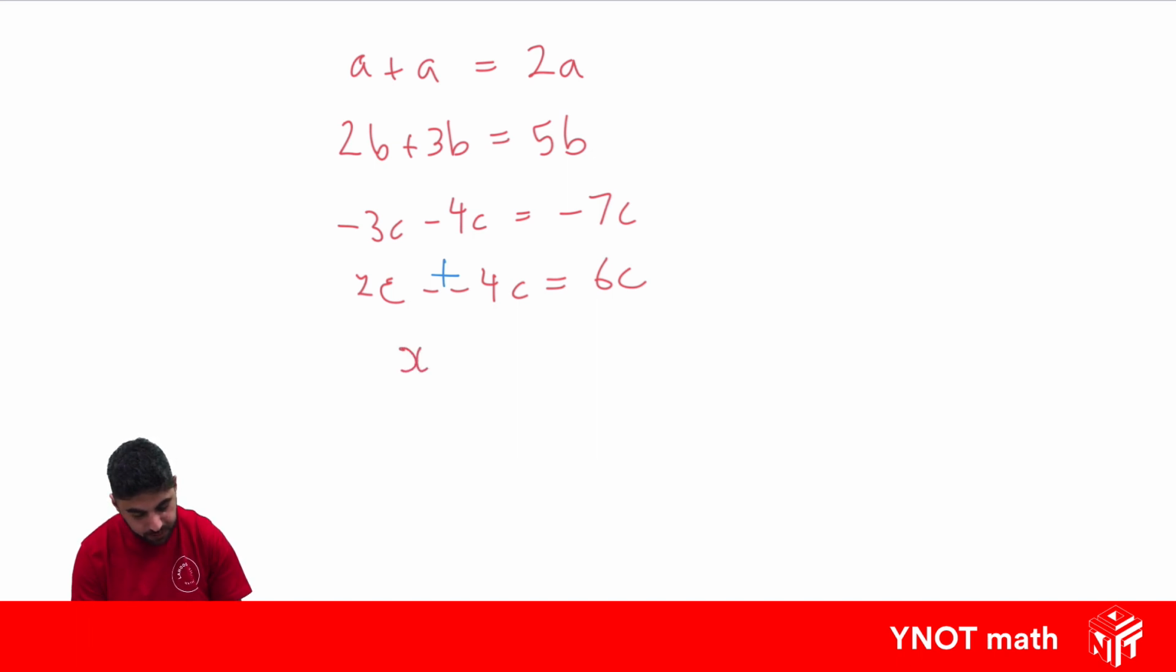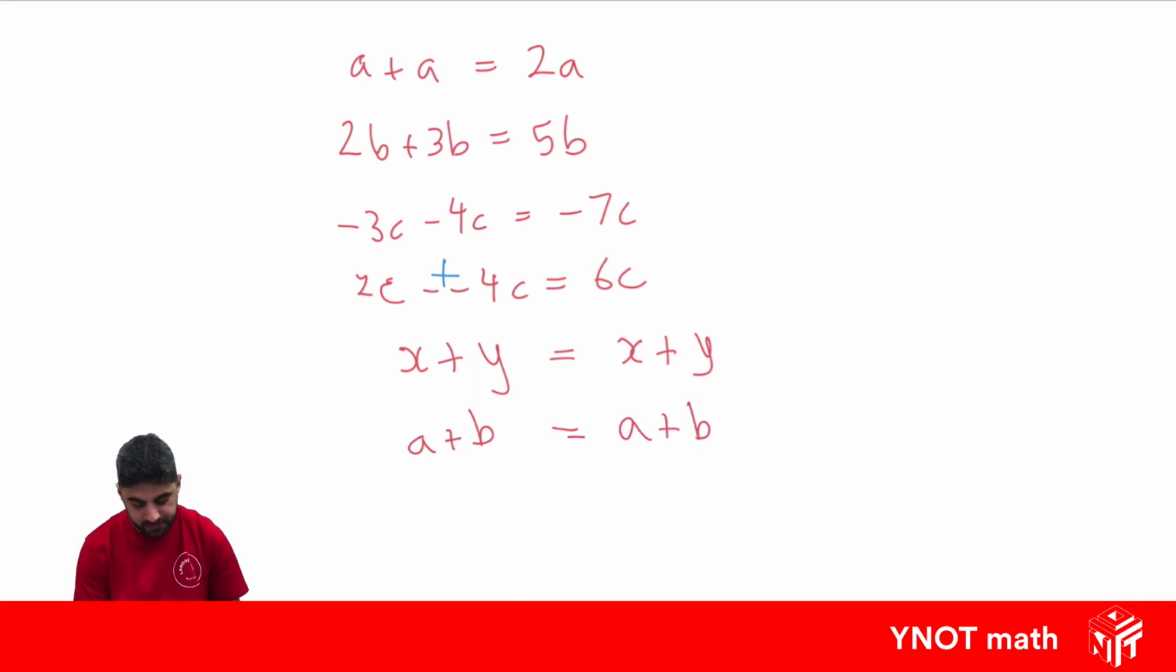What about x plus y? That actually equals x plus y. Well, why can't we add these two together? That's because they're not like terms. We can only add and subtract like terms with each other. So this is x, this is y, they can't be added. So our answer is x plus y. So what's a plus b? Well, that's just a plus b, because again, they're not like terms, and we can't add them together.